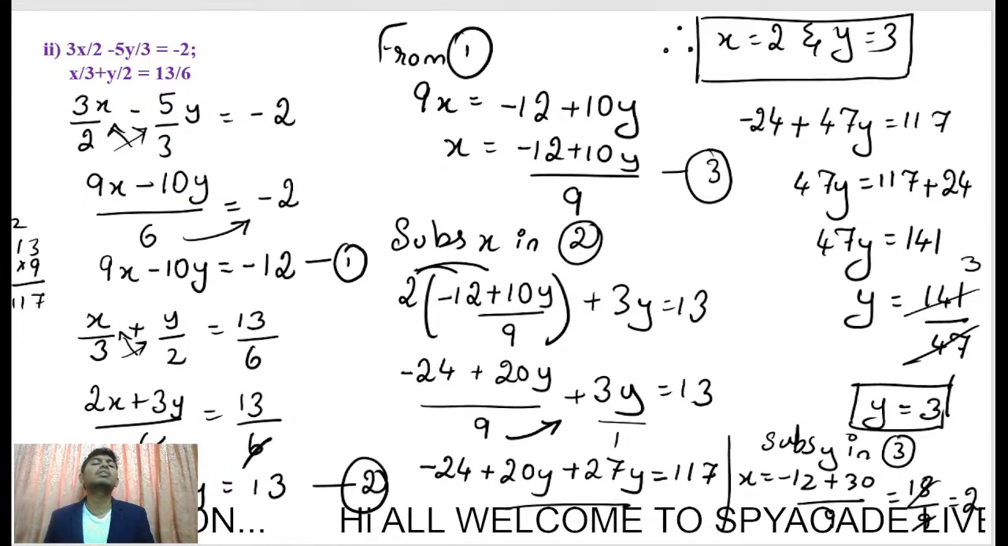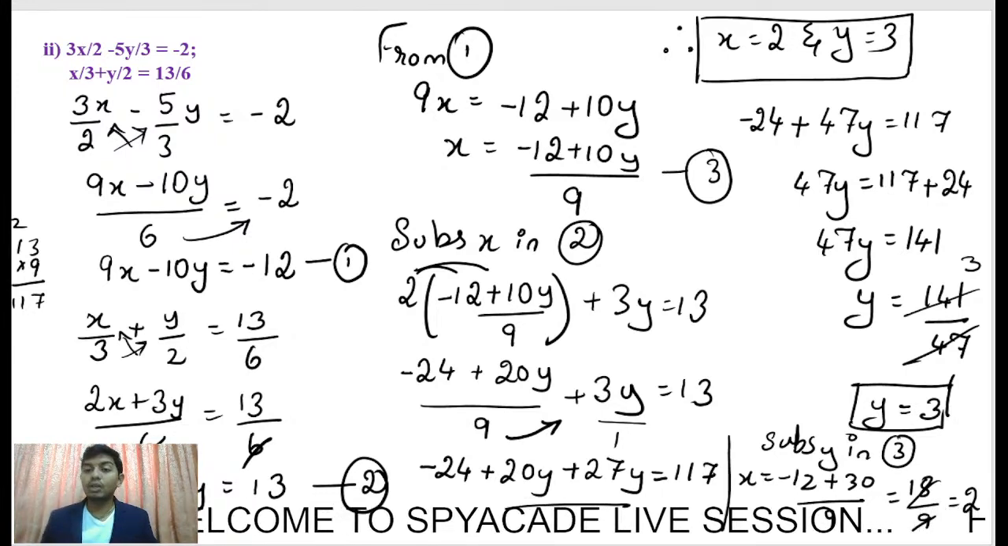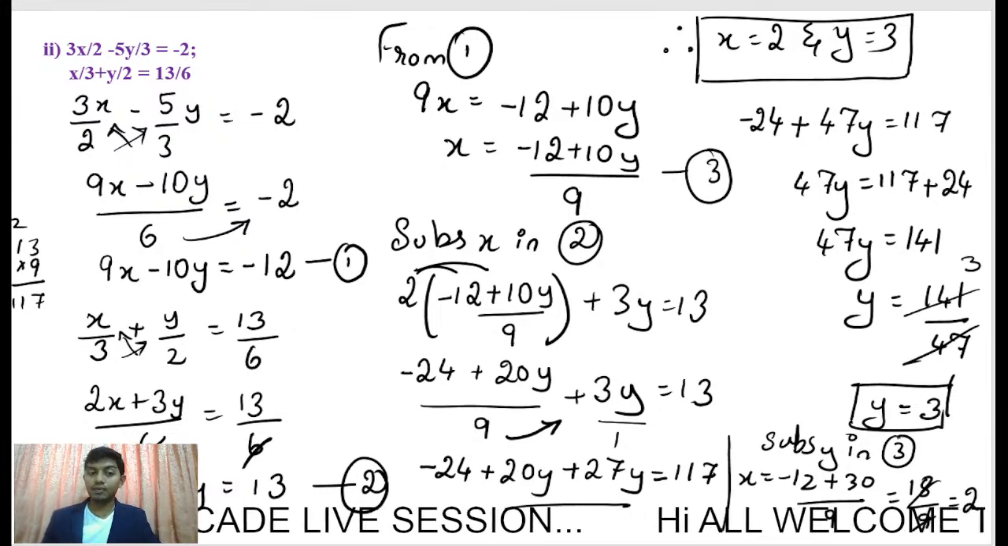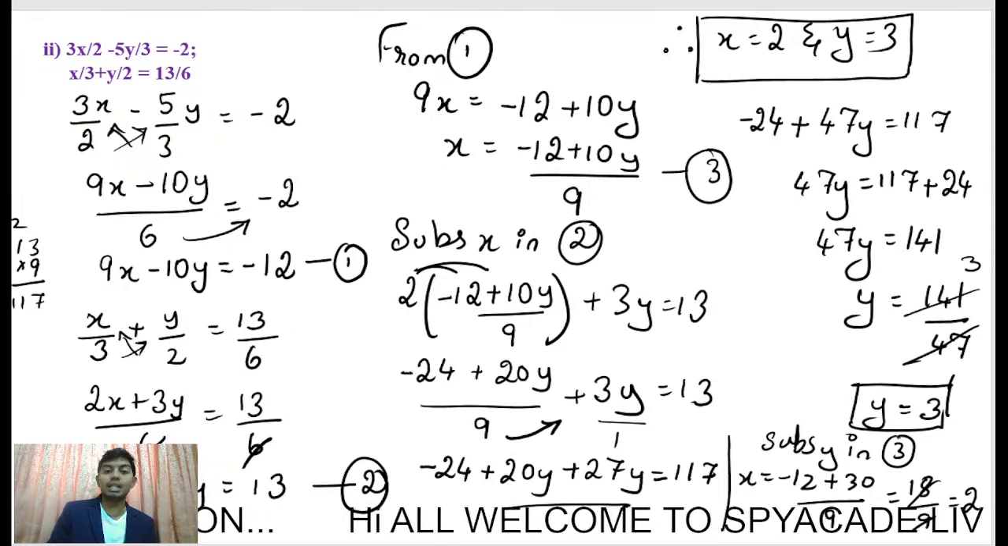So at last you have to give the conclusion. Therefore, the value of x is equal to 2 and the value of y is equal to 3. Hope it is clear for everyone, right? Yes, in case you have any doubt, kindly ping me.